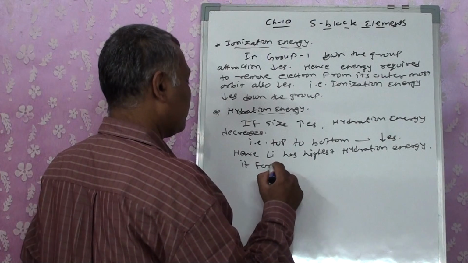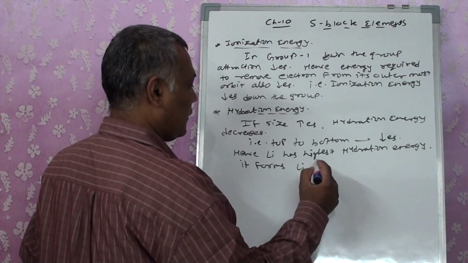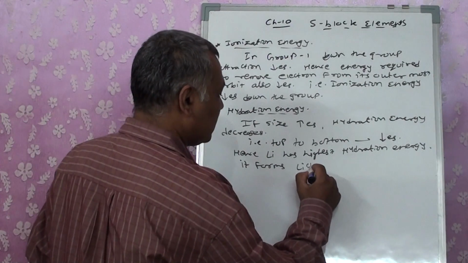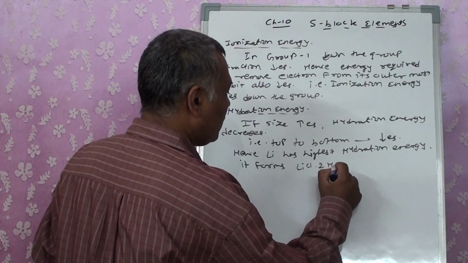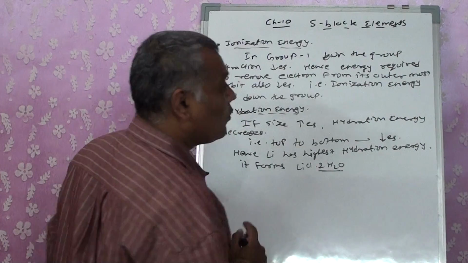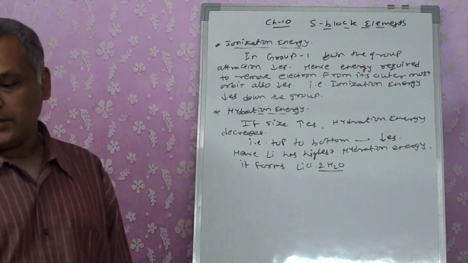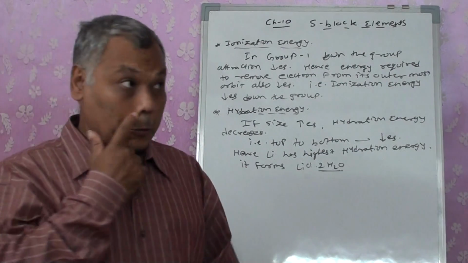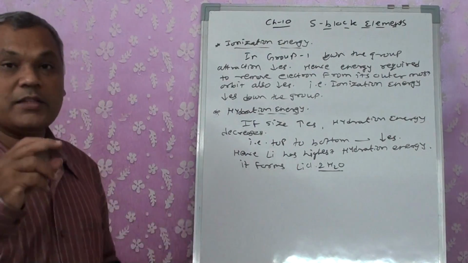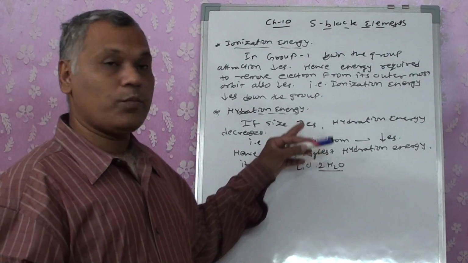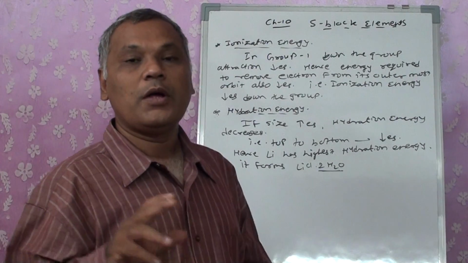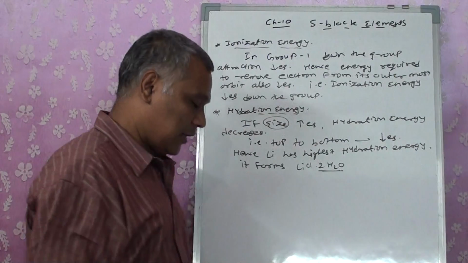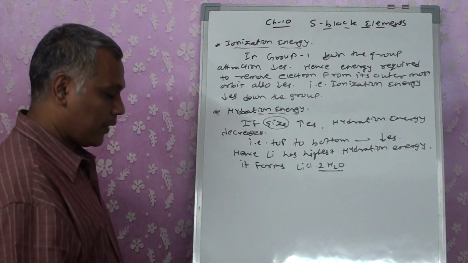It forms very easily. Li+ forms LiCl·2H2O. It can absorb water molecules very easily. So that shows that its size is the smallest of the group, the smallest of the group, highest energy. So hydration energy depends upon the size of the particle.